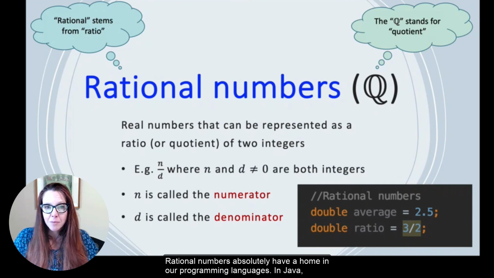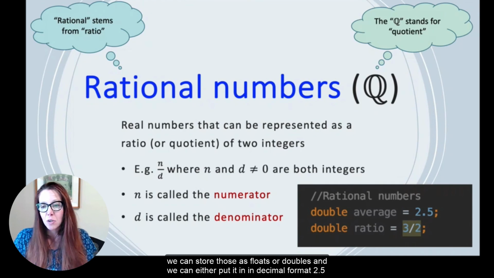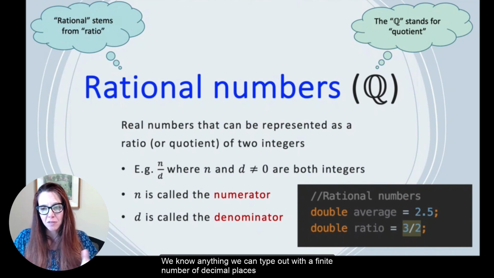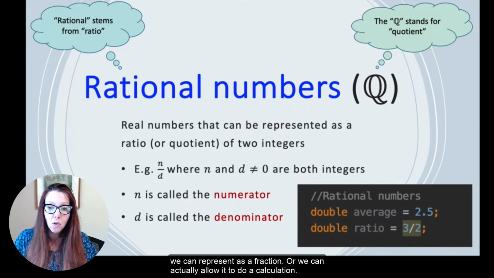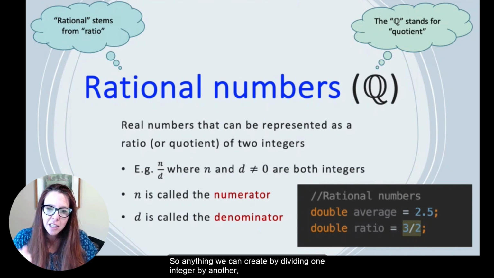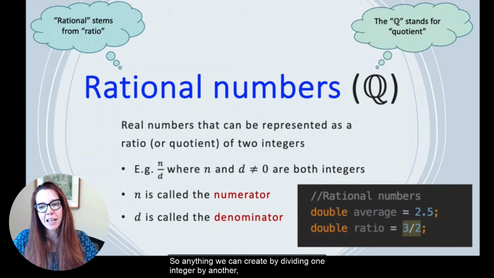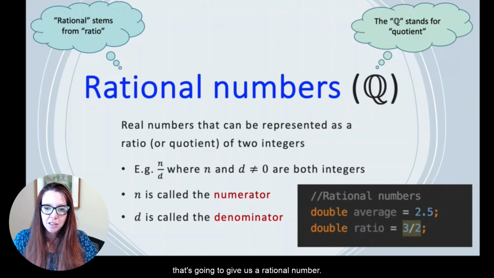Rational numbers absolutely have a home in our programming languages. In Java, we can store those as floats or doubles, and we can either put it in decimal format, 2.5. We know anything we can type out with a finite number of decimal places, we can represent as a fraction, or we can actually allow it to do a calculation. So anything we can create by dividing one integer by another, that's going to give us a rational number.